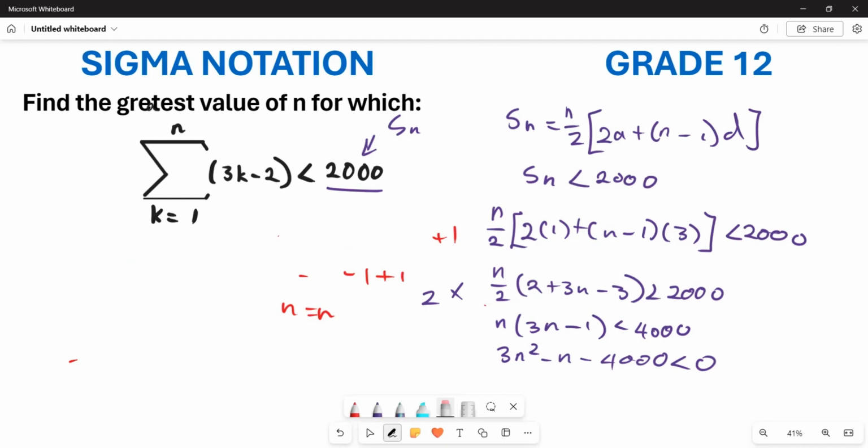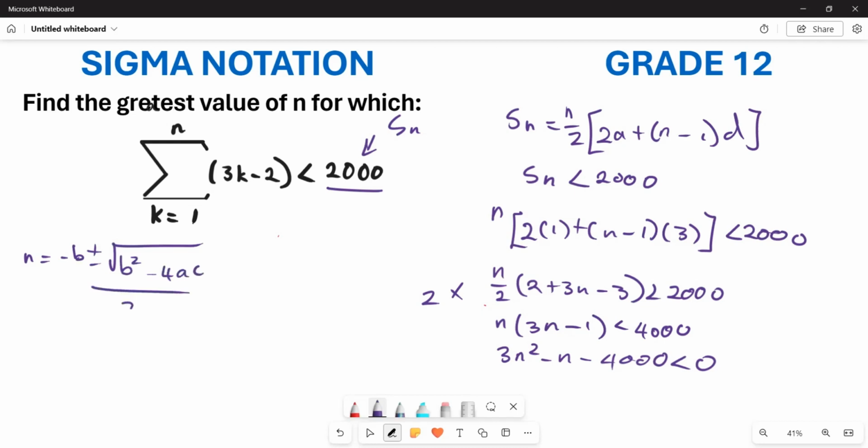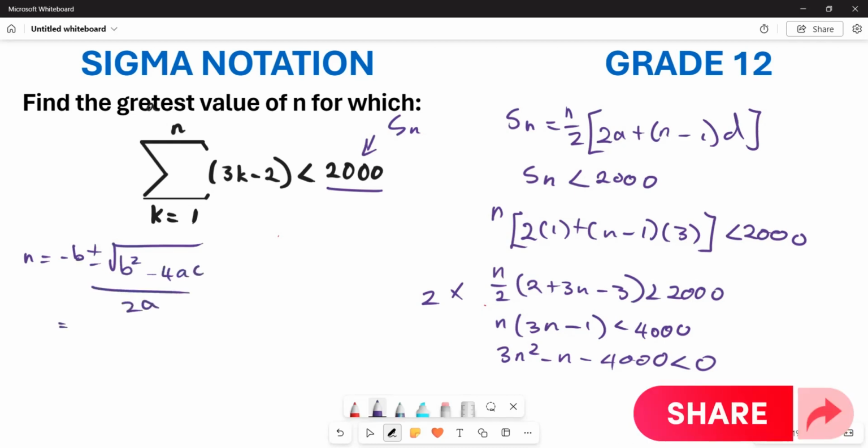Now you can use your quadratic formula, right? So when you're using your quadratic formula, what is it that you're going to have? Remember, you are going to find for your n. So your n is going to be equal to negative b plus minus root of b squared subtract 4ac over your 2a.